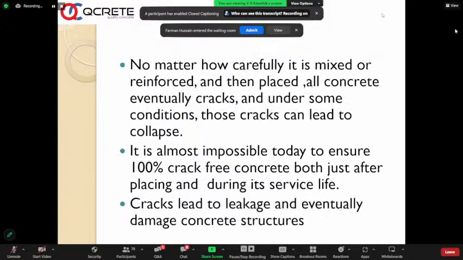No matter how carefully it is mixed or reinforced and then placed, all concrete eventually cracks, and under some conditions, those cracks can lead to collapse. So it is almost impossible today to ensure 100% crack-free concrete, both just after placing and during its service life. So cracks lead to leakage and eventually damage concrete structures.